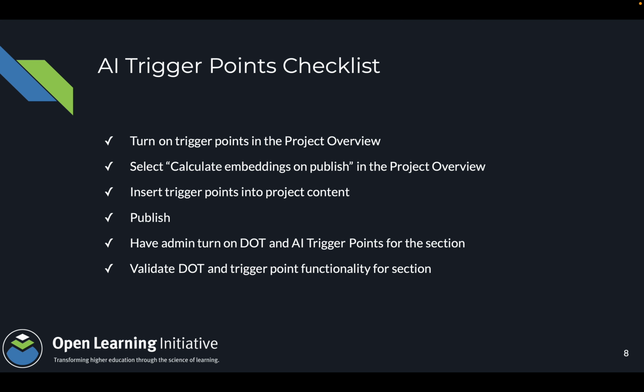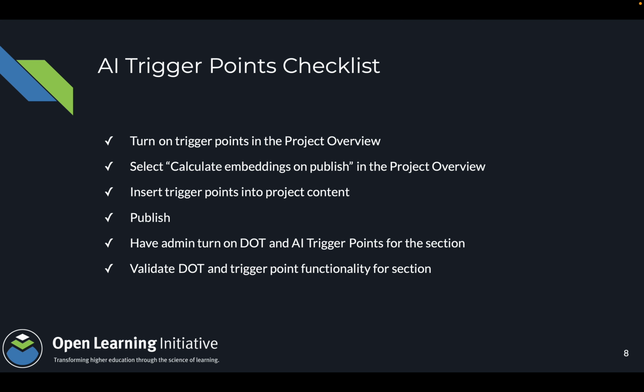So the first two steps in my checklist both happen in the project overview screen in the authoring interface. We want to actually turn on trigger points. And then there's another feature called calculate embeddings on publish, and I'll show you that in a moment. Once the trigger points feature is enabled, then as an author, you can go in and insert trigger points into project content. Just like any other content, you would need to publish and push out those updates for them to appear in a product or in a course section.